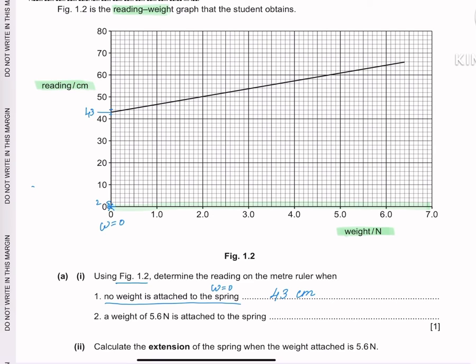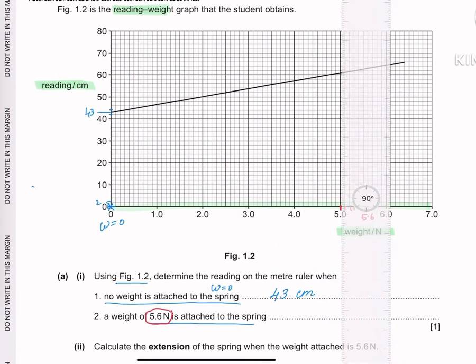Question 2. A weight of 5.6 Newton is attached to the spring. So we need to find out the reading when the weight is 5.6 Newton. We can find that point. On the x-axis, each small box represents 0.1. So 5.6 is 5.1, 5.2, 5.3, and so on. So this point represents 5.6.